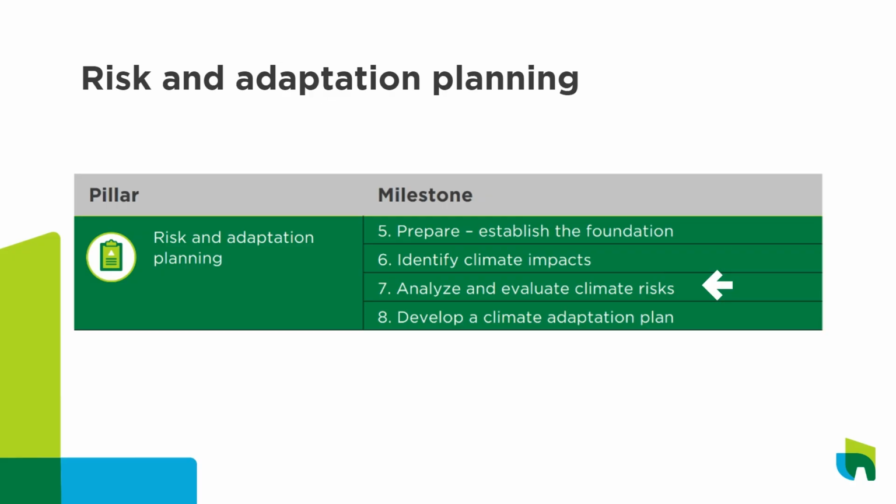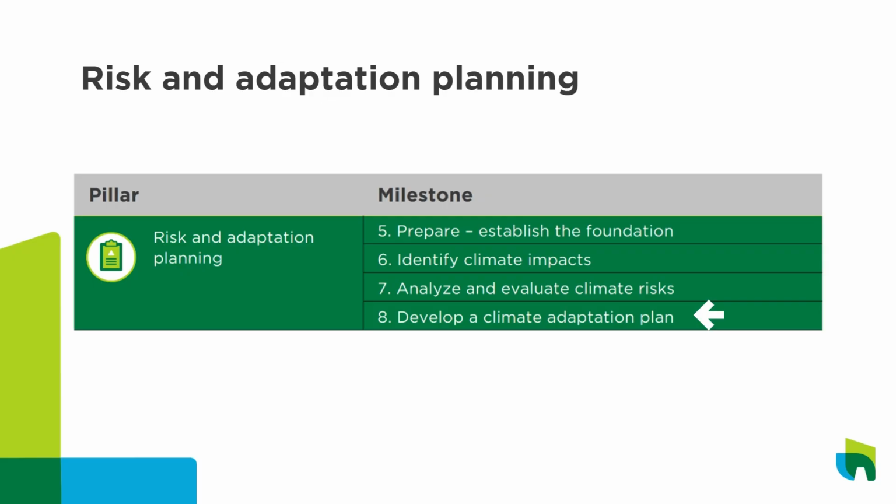The 7th milestone in this pillar is analyze and evaluate climate risks. Assess the community's vulnerability to the identified impacts and their likelihood and consequence. This step helps local governments understand which risks are most urgent or severe, so they can prioritize actions that protect people, infrastructure, and services. The 8th and final milestone in this pillar is develop a climate adaptation plan.